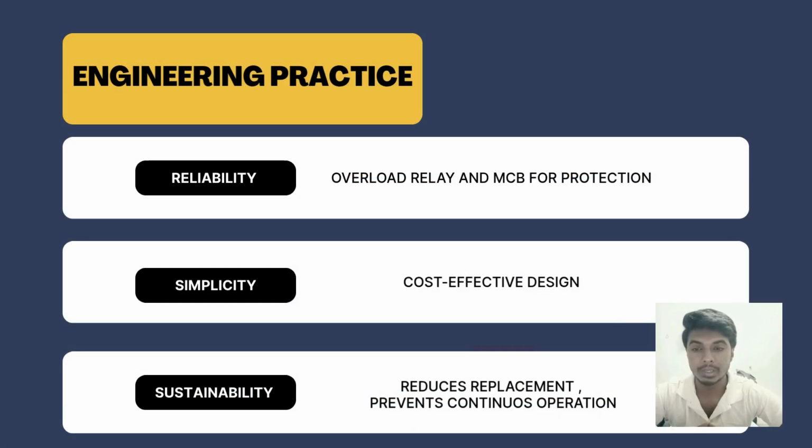Engineering practice. System reliability and safety are ensured by the inclusion of an overload relay, protecting motors from excessive current, and a miniature circuit breaker (MCB), providing electrical safety against overcurrent and short circuits. The choice of thermostat control reflects engineering practice prioritizing simplicity and cost effectiveness for residential applications, leading to a straightforward design and ease of maintenance.